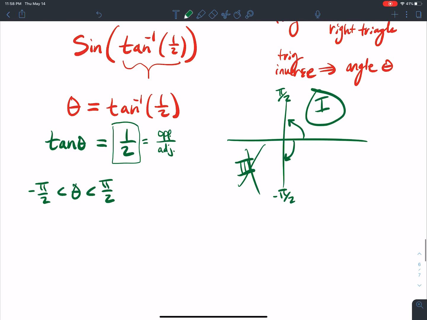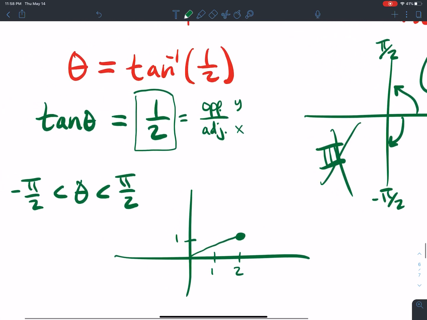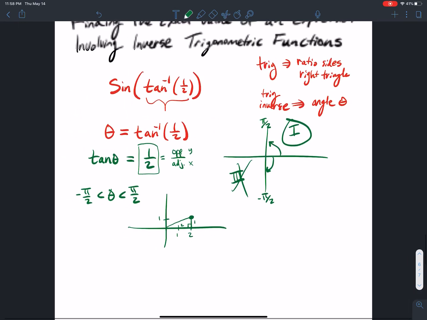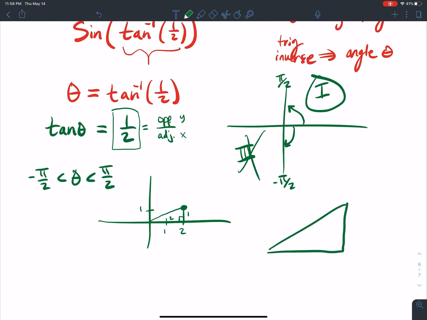So let's draw our triangle. So what is it? Opposite, rise over run. So y over x, okay? So I rise 1, I run 2. So my dot is somewhere over here. So I'm going to draw a triangle, and I'm going to rise 1, run 2. So let me draw this triangle a little bit bigger over here, blow it up. So it's a side with 2 and 1, and this is my angle theta.